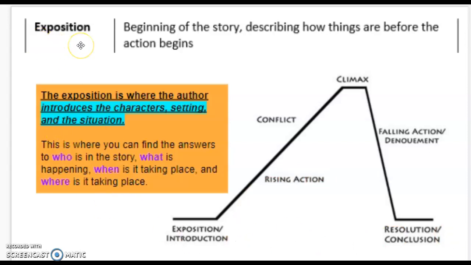So an exposition, it is the beginning of the story. It's describing how things are before the action begins. So the exposition is where you have the characters introduced, the setting, and the situation. This is where you can find who, what, when, and where of a story. So we will use that to help build on our summary writing. For right now, you just need to know that an exposition is the introduction of a story, and that is where the character, setting, and the situation begins. The reader falls into the story right here.